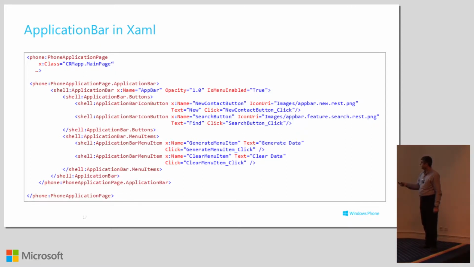Here it's different from the icons. Here I am generating new data and I am clearing the menu items. So it does not have to be the same thing, it can be different. And each one of them has an event handler that is called whenever you click that item.